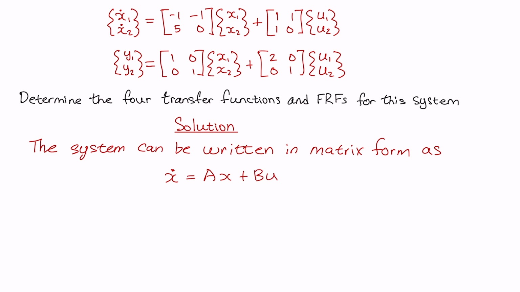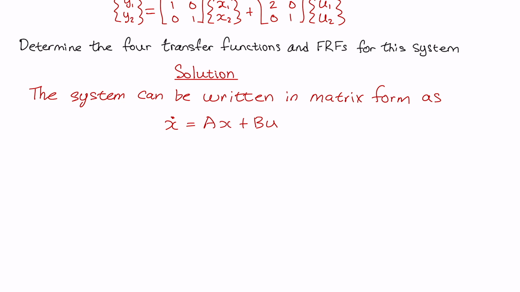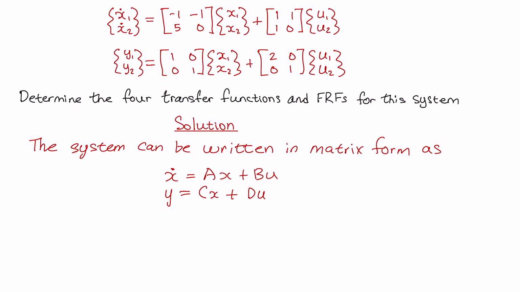Our inputs here are u1 and u2. They're just some generic inputs. We don't know exactly what they are, but there's some input. And then for the output, we're going to get y is equal to Cx plus Du. And these matrices you can pull from the equations that were given above.